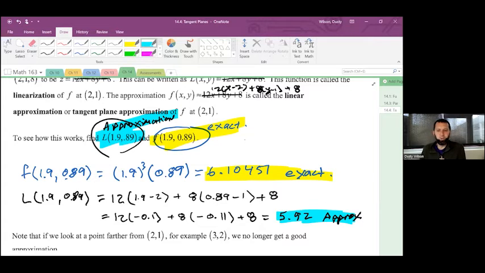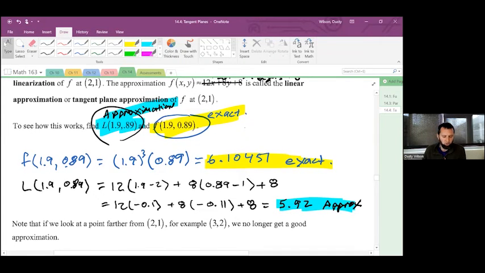So we used the tangent plane, and it gave us a nice way of approximating what was going on with the function. Computers and mathematicians have a much easier time working with linear functions than with curvy functions, which is why we like this linear approximation. Note that if we looked at a point farther from 2, 1, for example 3, 2, we no longer get a good approximation. So this linearization really is only valuable if you're close to the given point, which in this case was 2, 1.